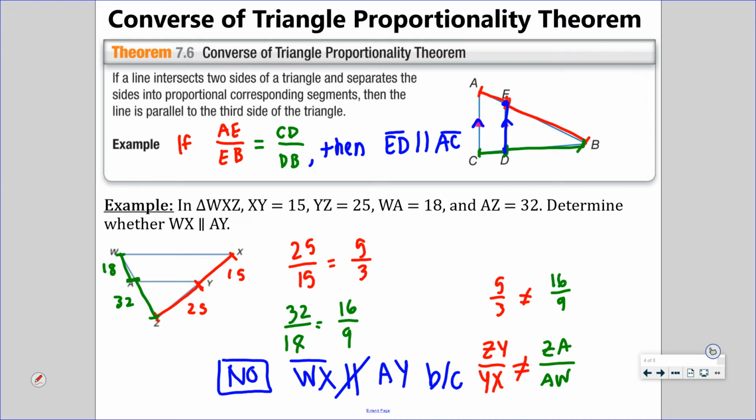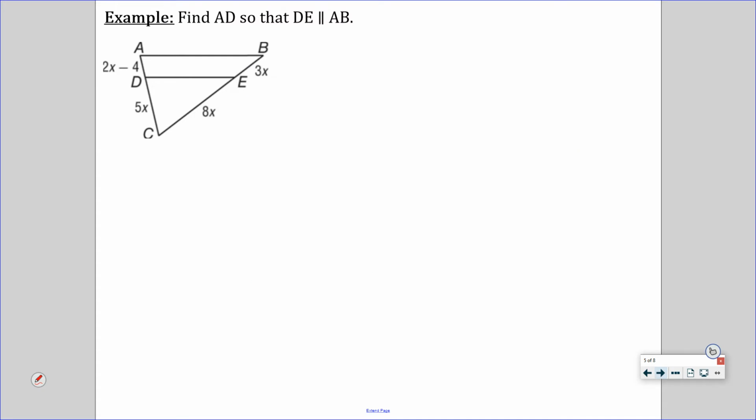Okay, we're going to try one more with this little theorem. That's a little bit more challenging. This one says, find how long AD has to be so that you can determine DE and AB are indeed parallel. Okay, so you're like, well, how can I do that? I don't know a ratio of anything. Let's just try and set up a proportion here.